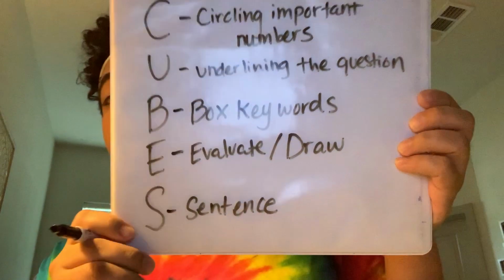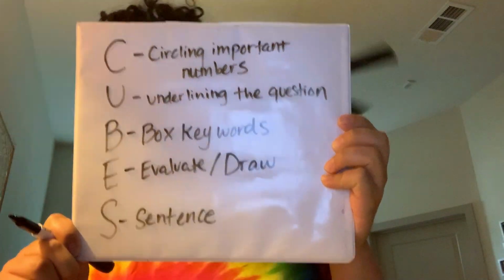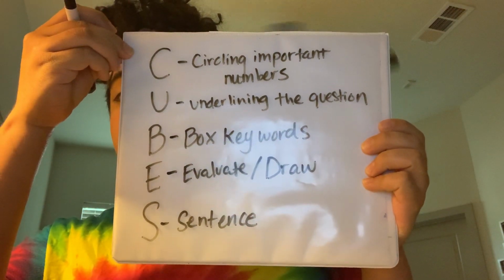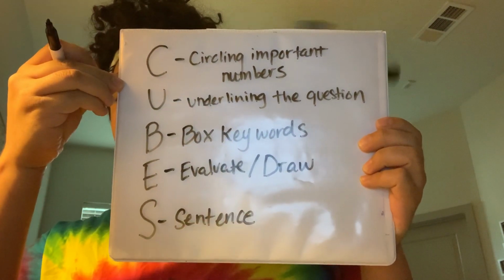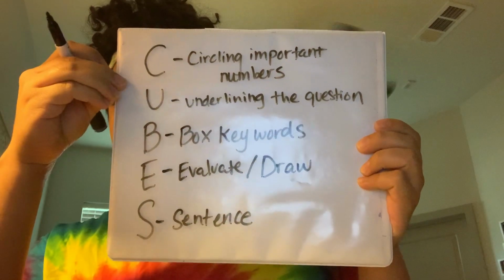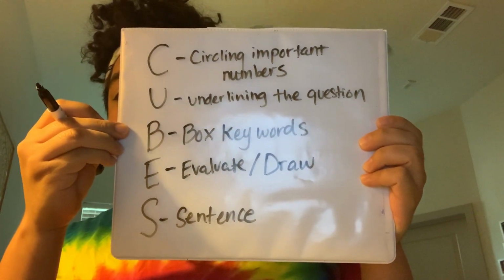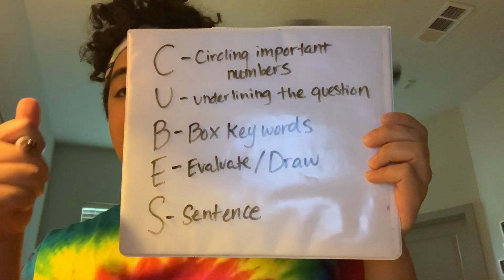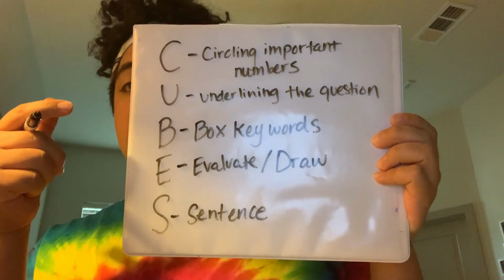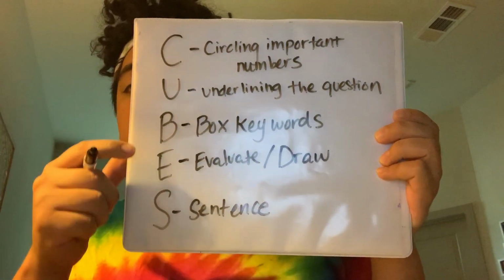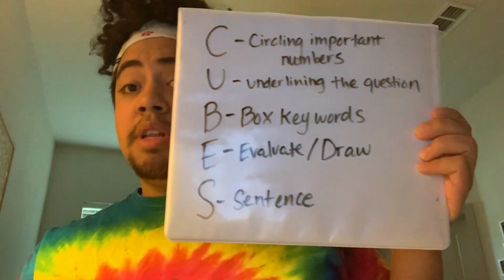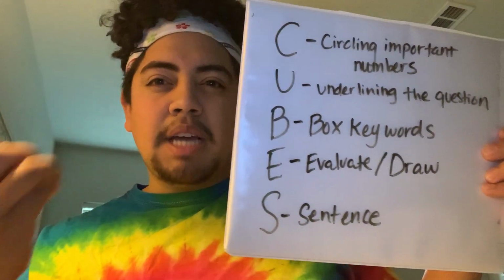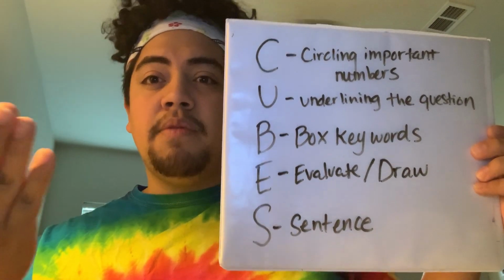So you have to remember to follow these steps for today's word problems, all right? You want to always start by circling important numbers. You want to underline the question, just the question. You want to box keywords, keywords that help you understand the problem. Are we adding? Are we subtracting? Are we dividing, multiplying? E, evaluate, which really just means to solve, right? Do the work. And then draw something. Draw a diagram that helps you solve the problem.